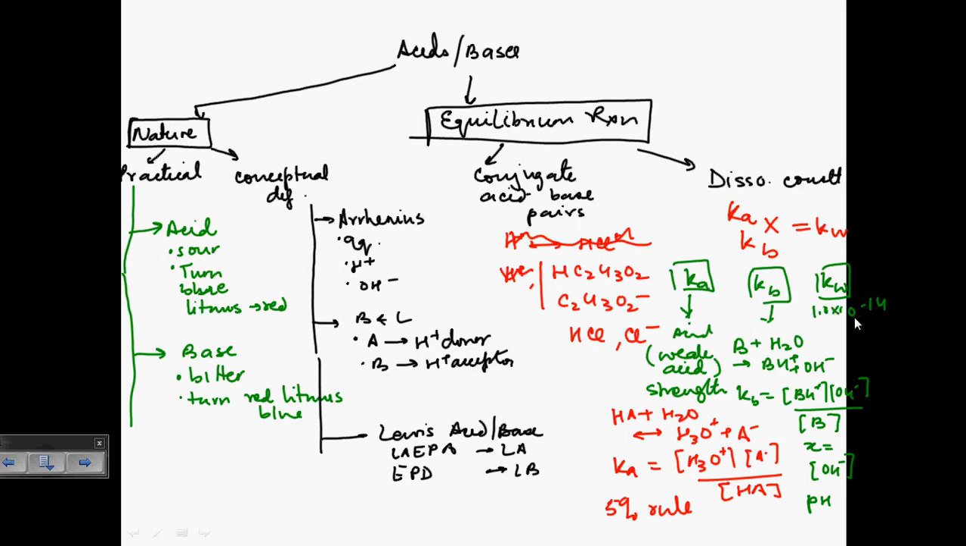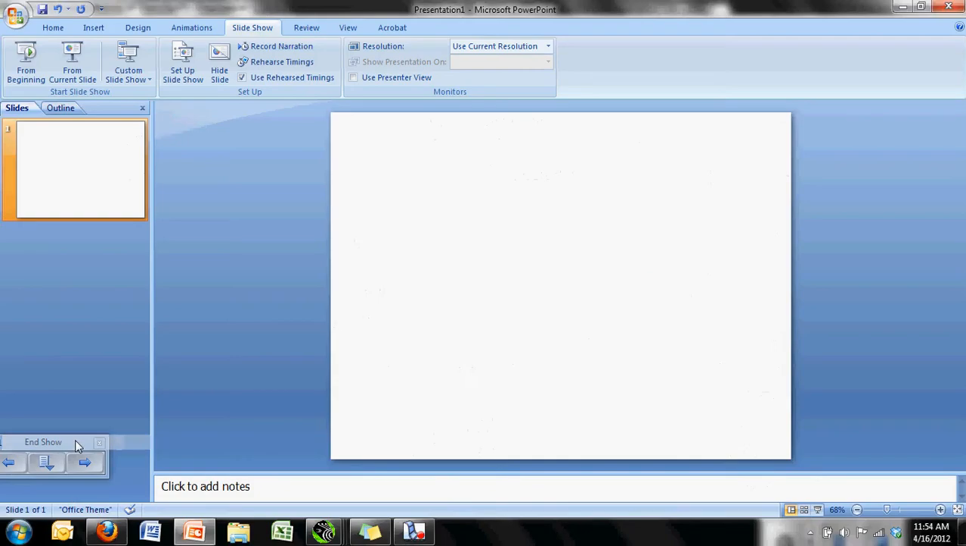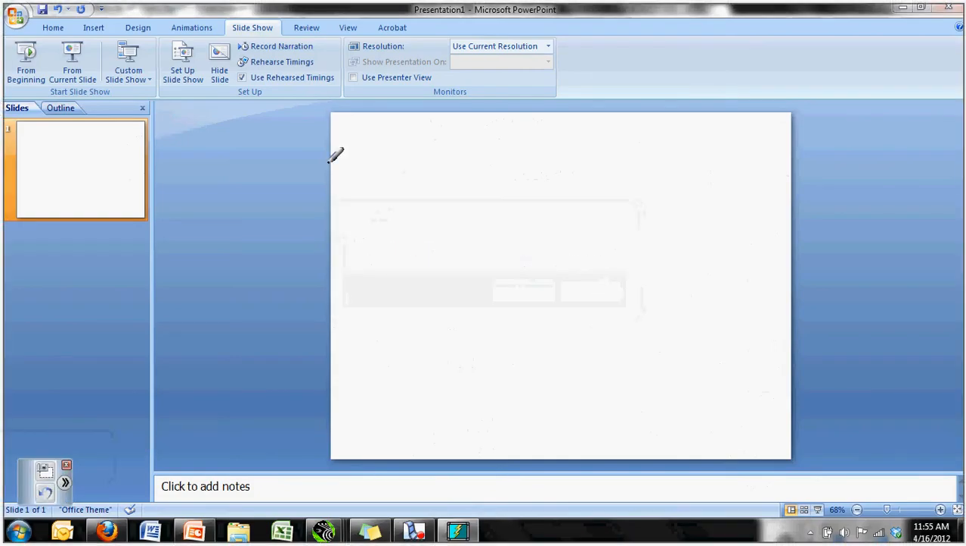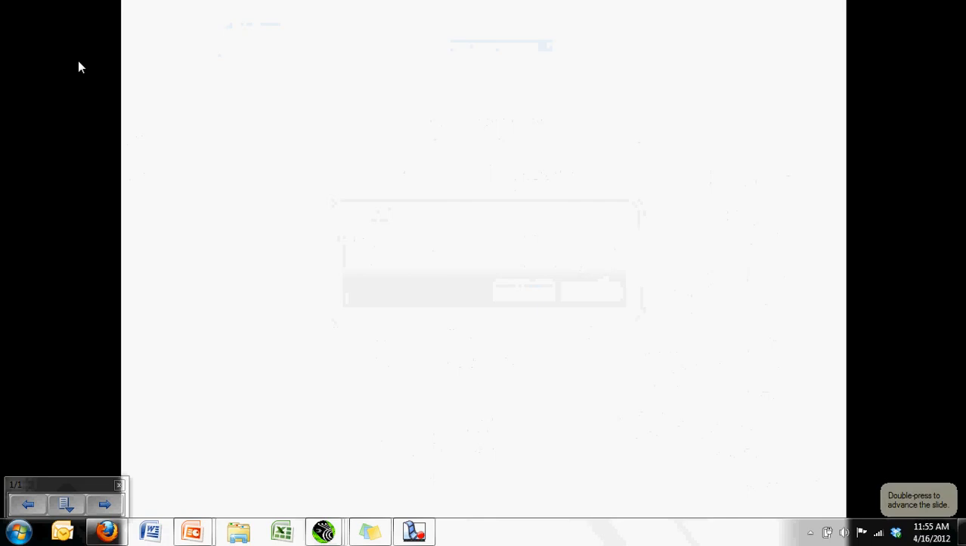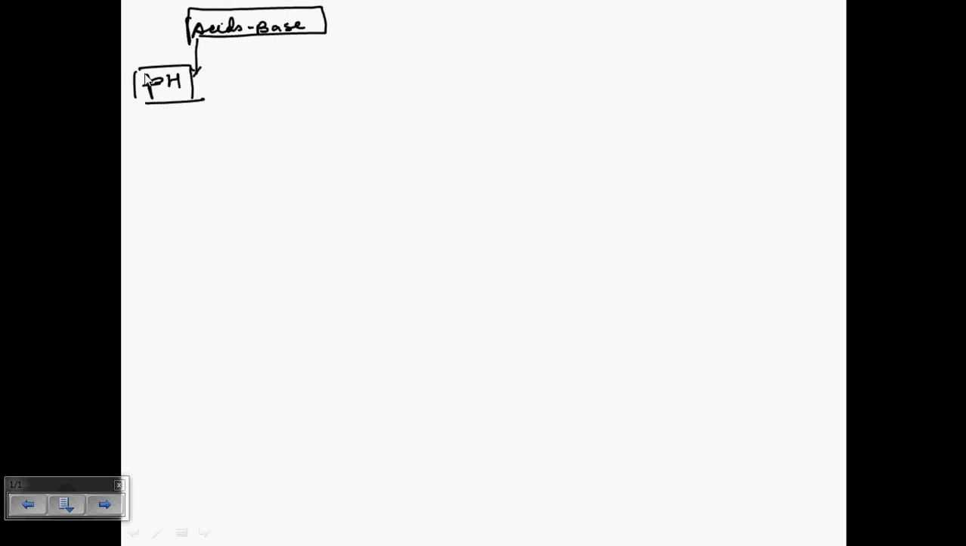And from here we can talk about the next part of acids and bases, which is pH, and I'm going to continue on here on the next page. Okay, so we had acids, bases. Continuing on from the previous page, you can draw the same one. Then we talk about the pH of acids and bases.